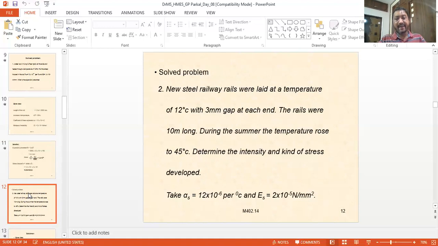New steel railway rails were laid at a temperature of 12 degrees centigrade with 3 millimeters gap at each end. The rails were 10 meters long.